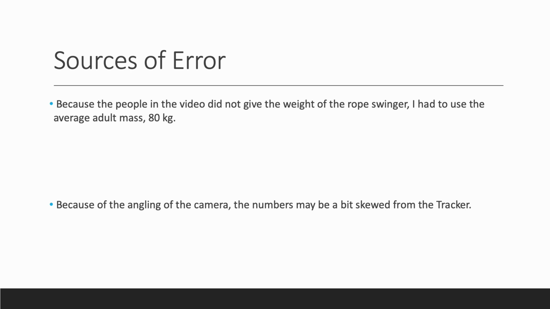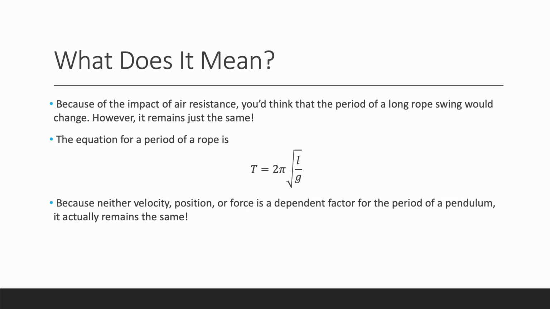And because of the angling of the camera, as in, we don't just see a flat movement cycle. The camera's kind of tilted, and this would change some of the dimensions for the X and the Y dimensions. But I tried to fix it so that we wouldn't really get any of those bad results. But the numbers still may be a bit skewed from the tracker.